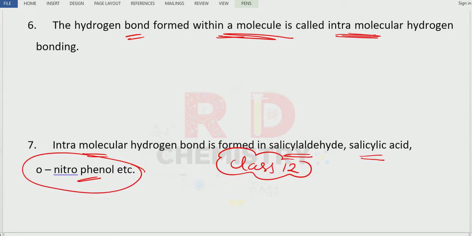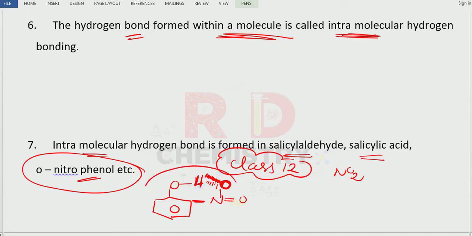Orthonitrophenol. This is a phenol, a benzene ring attached to OH. Orthonitro means a nitro group, NO2, on the ortho position. So we have oxygen, double bond O. The hydrogen attracts the oxygen, electronegative oxygen and electropositive hydrogen. There exists a hydrogen bond but within the molecule. This is existing within the molecule. That's why it is called intramolecular hydrogen bonding.